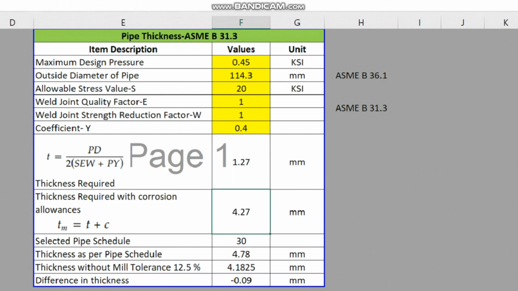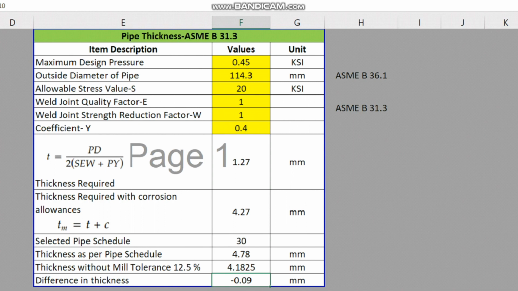So here, 4.27 mm is my required thickness. From the table I selected the nearby schedule, that is 4.78 mm. So I need to reduce that 12.5% tolerance limit. Here you can see I have removed this 12.5% tolerance. I removed the value from 4.78, so I get the answer of 4.1825 mm. So if you see here, I need 4.27 mm, but I got 4.1825 after the exclusion of 12.5%. So there is a difference of 0.09 mm in the minus value. So this selection is not acceptable.